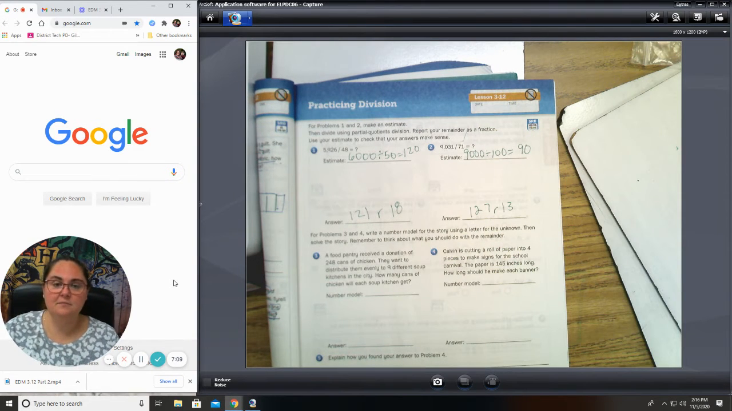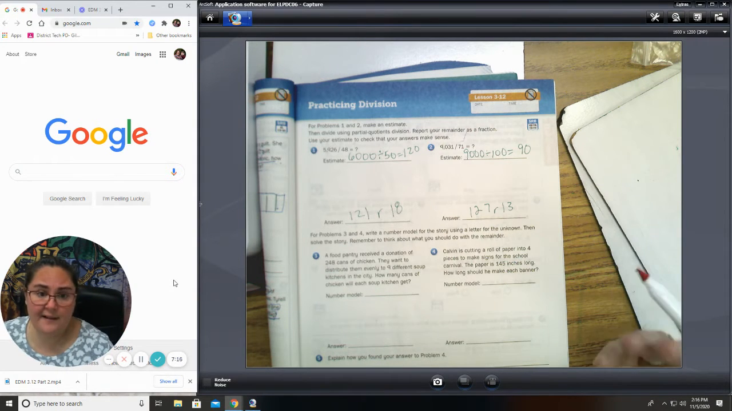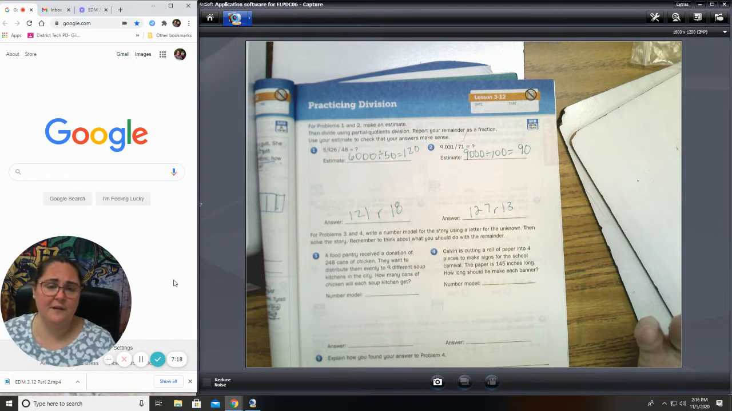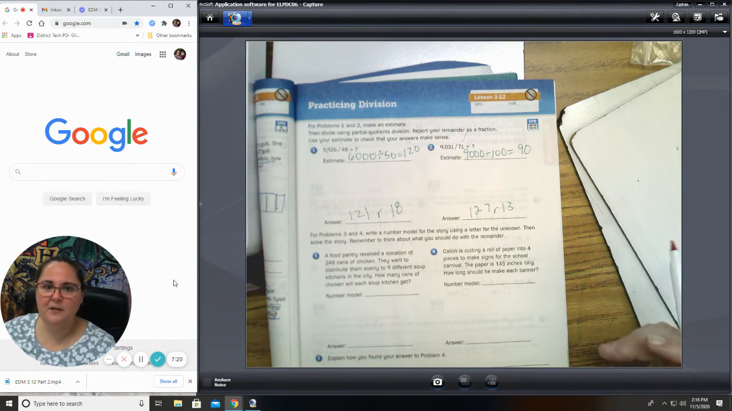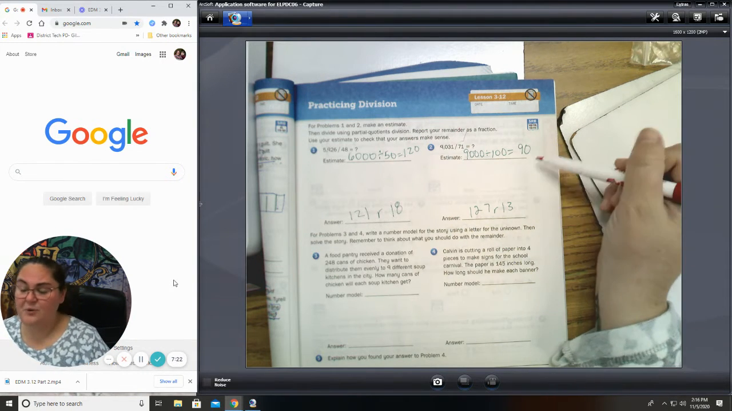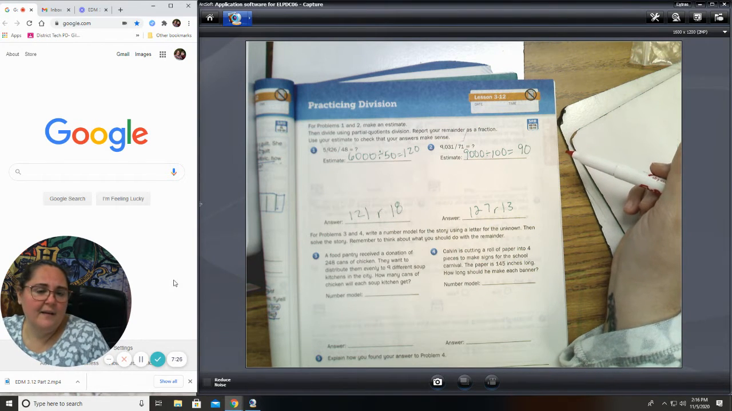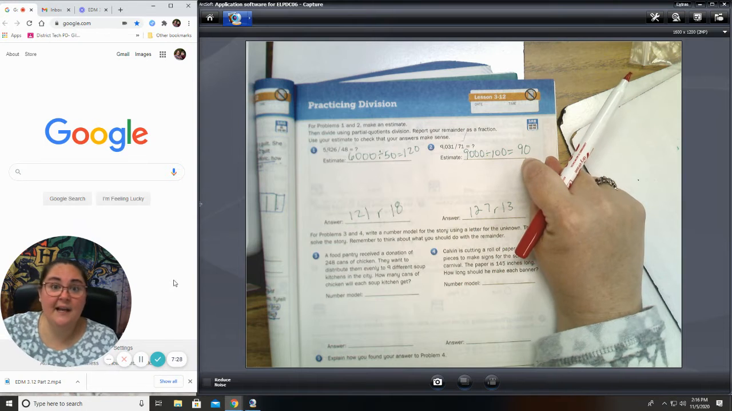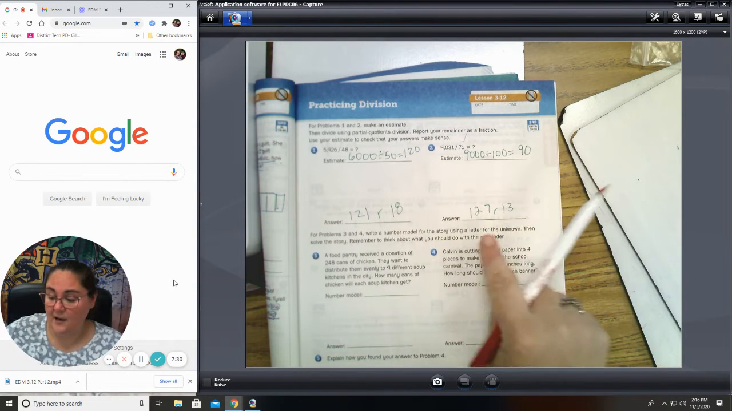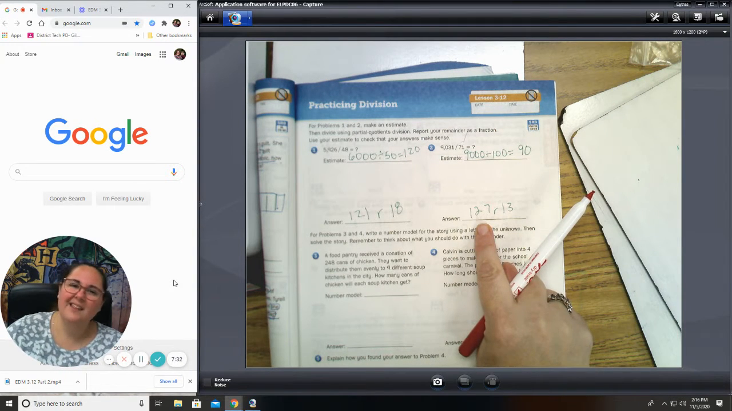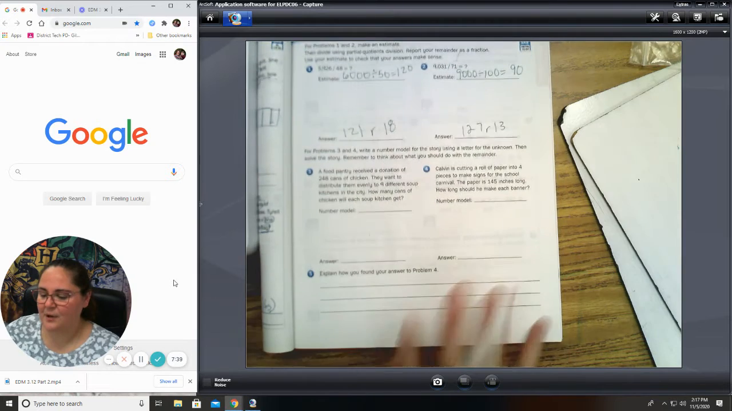Could it be closer? Absolutely. I could have done 10,000 divided by 70. I could have done a few different things that would have made it a little bit closer. But to me, for a division problem, that's close enough for an estimate. It's okay. Now, if my estimate said it was 900 and all I got was 100, that would be way off. Make sense? All right, let's look at number 3.